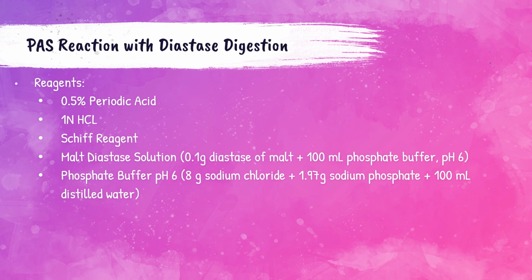The malt diastase solution is created by combining 0.1 grams diastase of malt and 100 milliliters of phosphate buffer with a pH of 6. The phosphate buffer with a pH of 6 is created by combining 8 grams sodium chloride, 1.97 grams sodium phosphate, and 100 milliliters of distilled water.